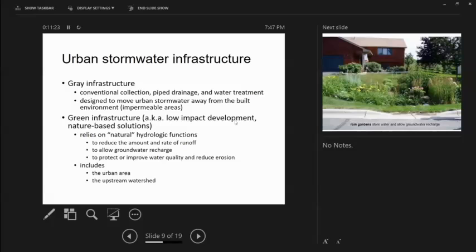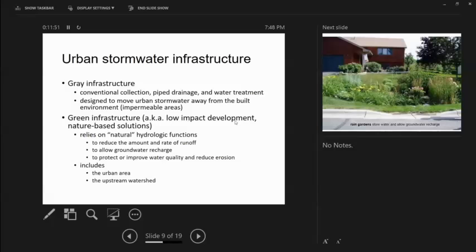Green infrastructure is different in several ways, and I'm just pointing out that there are several terms that are used more or less interchangeably for green infrastructure, such as low-impact development and nature-based solutions. So these rely on natural hydrologic functions, some of the ones I pointed out the trees have and wetlands have, to reduce the amount of runoff and also its rate, to allow for groundwater recharge, and also to protect or improve water quality, including reducing erosion.